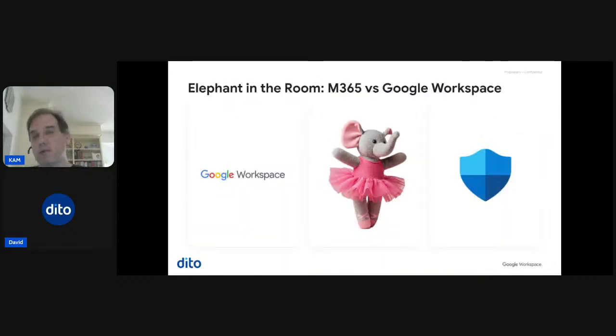Now, there is an elephant in the room. As I mentioned, there are other providers that do meet it. The biggest one that most people are talking about is Microsoft and Microsoft 365. And I won't sugarcoat things. I don't think that that's the right solution most people should go for. Google Workspace is very able to meet the CMMC compliance.